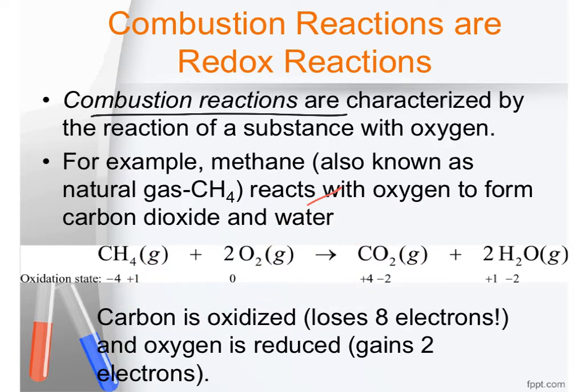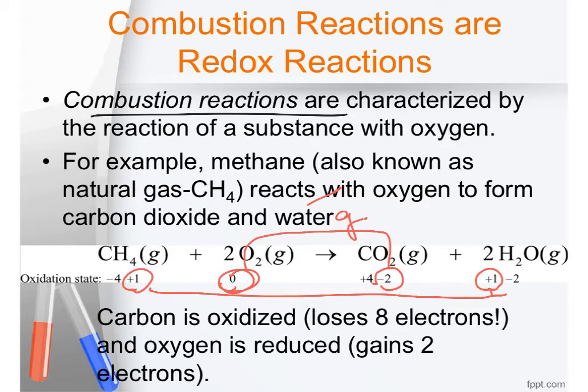Okay, so if something's been oxidized, something else has to be reduced. What has been reduced? Well, hydrogen stays +1, so nothing has happened to it. Okay, so let's look at oxygen. Oxygen had oxidation number 0 on the reactant side and -2 on the product side. So oxygen has gained electrons, gained 2 electrons. Okay, so oxygen is what has been reduced. Alrighty, so that's just a common example.